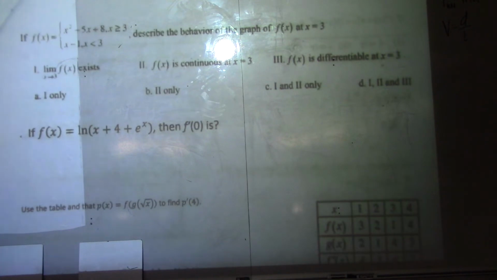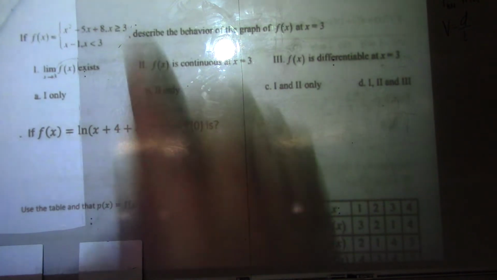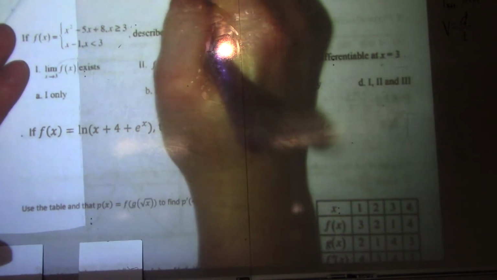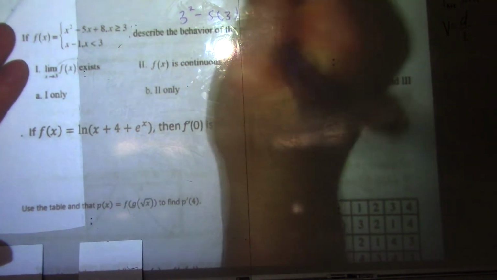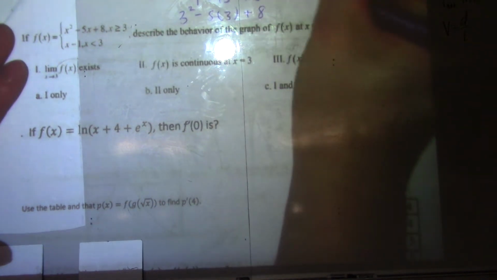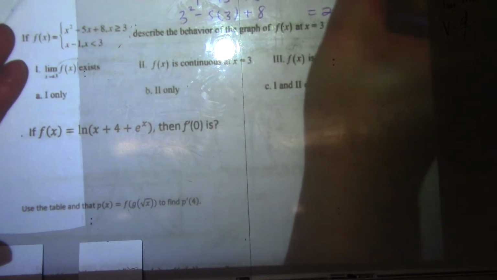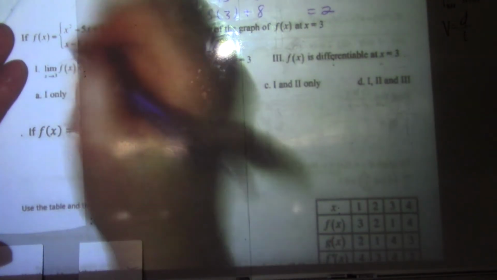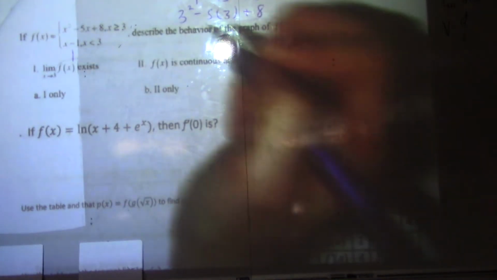Right, we're looking at the behavior at x equals 3. So to check the limit, we need to check on either side, left and right. So we're going to plug in 3 squared minus 5 times 3 plus 8. That's negative 15. 9 minus 15 is negative 6, plus 8, which is 2. Hopefully I did that right. And then if we plug in here, I get what I feel like I should be getting.